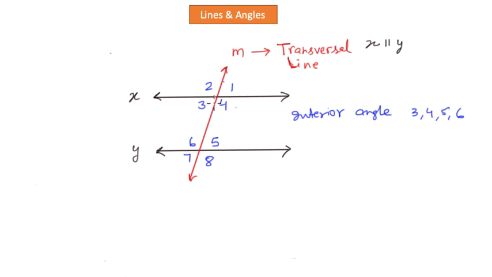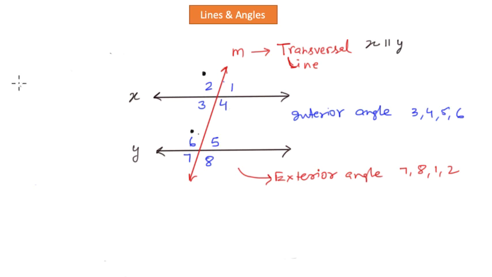If this is the interior, then that suggests to me that anything which is outside the boundary of X and Y, or below Y and above X, these angles are called exterior angles, all right? So my exterior angles will be 7, 8, 1 and 2. 1 and 2 are coming from here, okay?